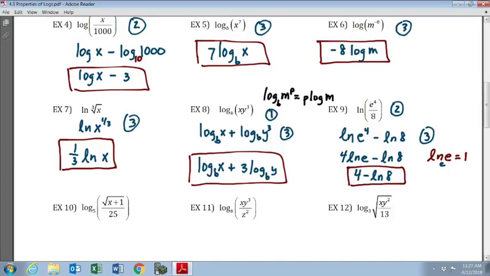So again, it looks like we're going to be needing the quotient rule, but we do need to take care of that square root first. Notice we could write that as x plus 1 to the 1/2 power. So I'm going to go ahead and use the quotient rule, but I'm going to rewrite that with it as x plus 1 to the 1/2 power. So again, we're using the quotient rule. So log base 5 of x plus 1 to the 1/2 power minus log base 5 of 25. And now we can move that 1/2 out front using the power rule. And let's do that.